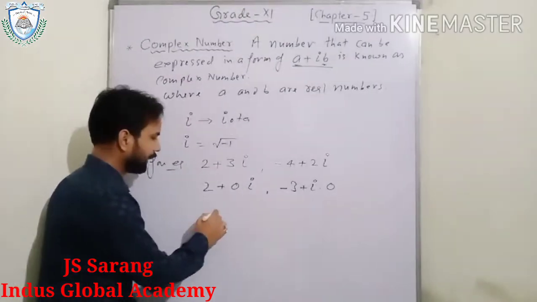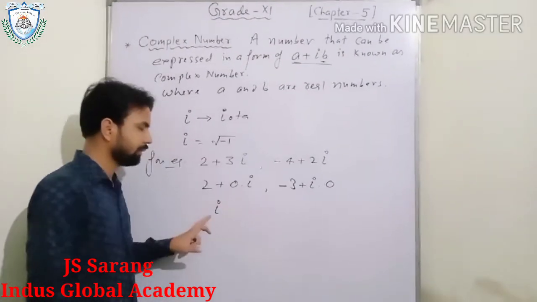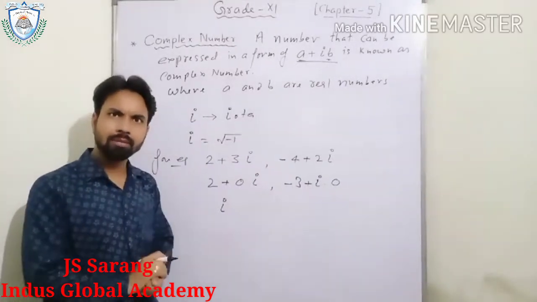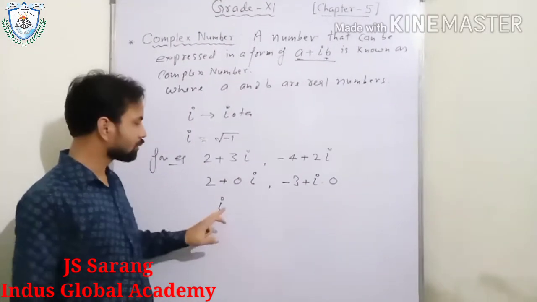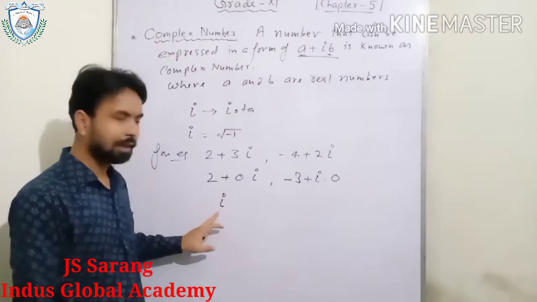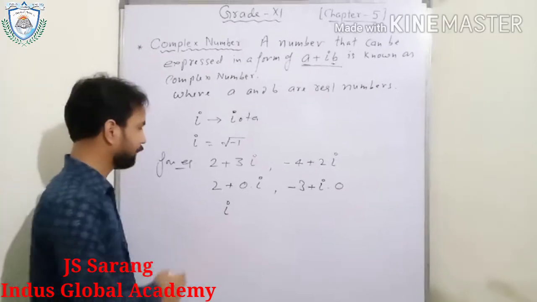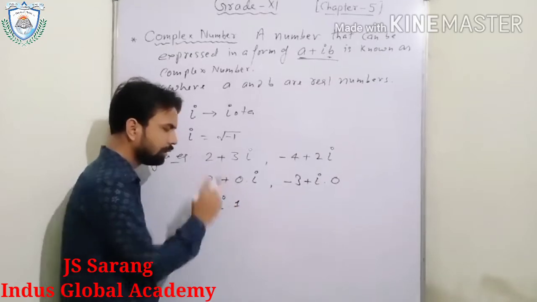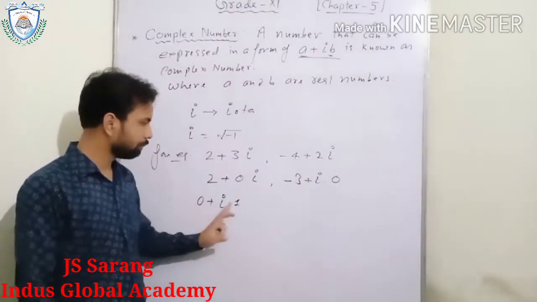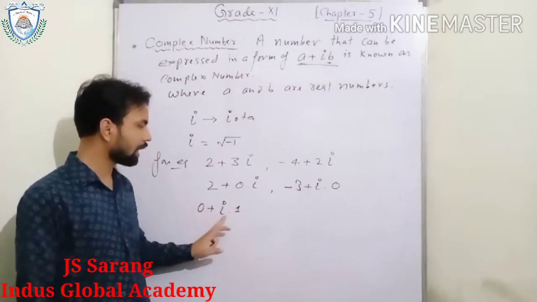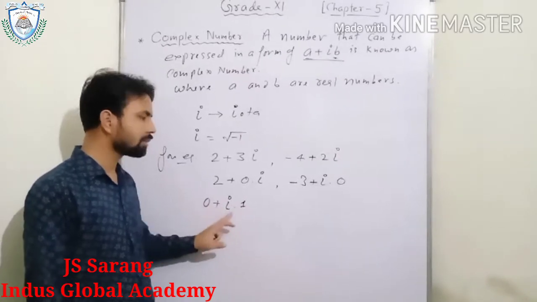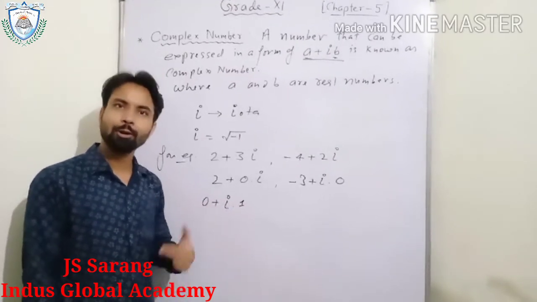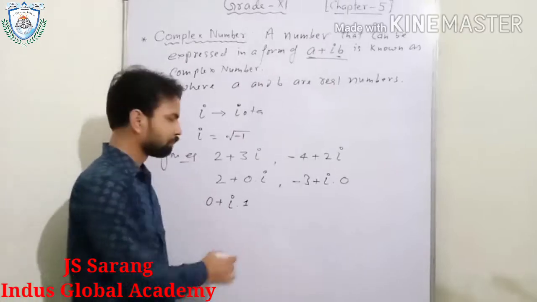Now my question is, is i a complex number? Yes, it is also a complex number because this can be expressed in the form of a plus ib. How? 0 plus i into 1. Here a is 0, b is 1. So 0 plus i into 1 means a plus ib. So this is also a complex number. Understood?